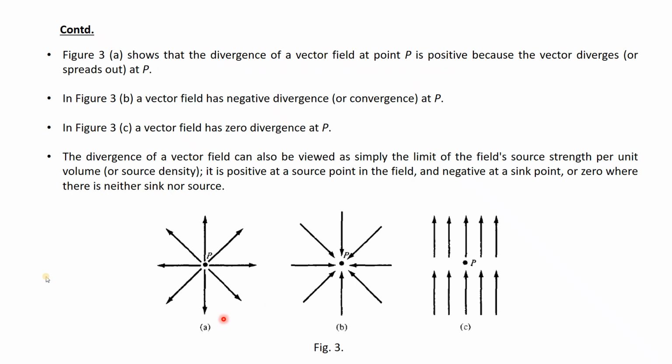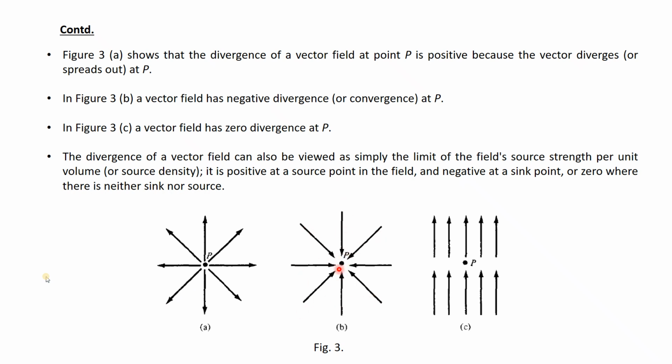That shows that the divergence of a vector field at point P is positive because the vector diverges. So from a particular point, from a source, when the field diverges, the vector comes out, that means there is a positive divergence. It is like the sphere is almost a dot, the volume of the sphere is almost 0, limit tends to 0, and the fluxes are coming out from the sphere. That is, the divergence is positive.